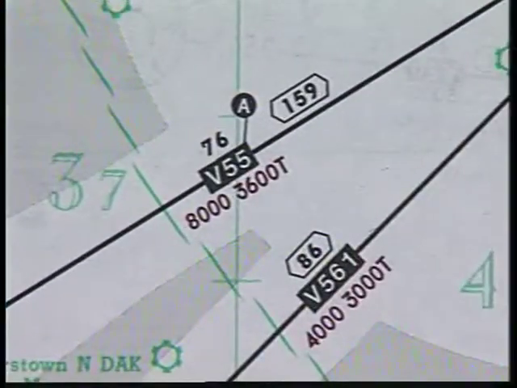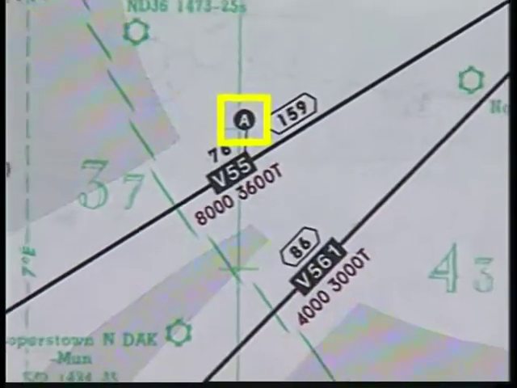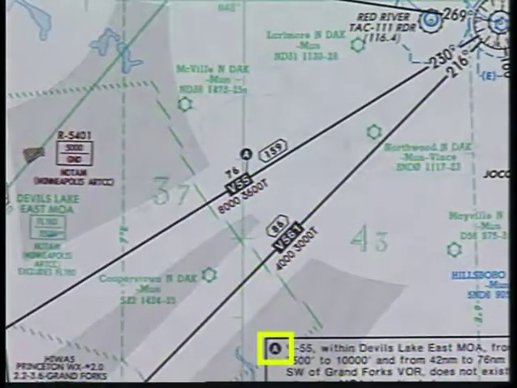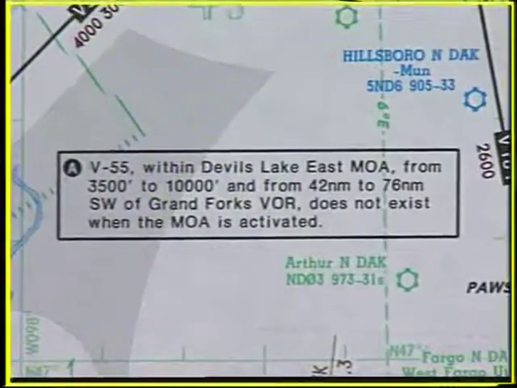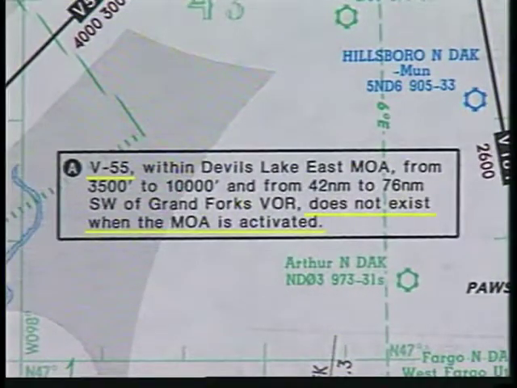When special information is needed and space is limited, a circled letter, called a ball flag, directs your attention to a note printed on the panel. This ball flag shows that a segment of Victor 55 does not exist when the Devil's Lake East MOA is active.